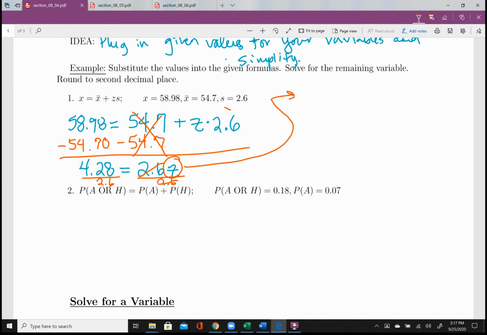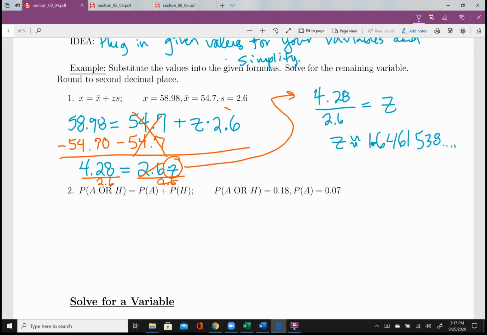And then I'm going to want to reach for my calculator in order to figure out what 4.28 divided by 2.6 is, because that's going to give me my value of z. So I'm just going to write that as a placeholder for what is being done in this next calculation. And my calculator says that z is approximately 1.6461538 dot dot dot, and it keeps going.